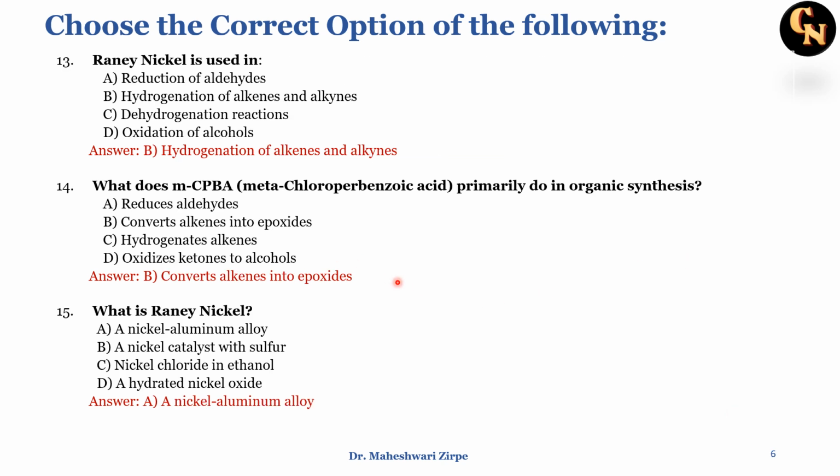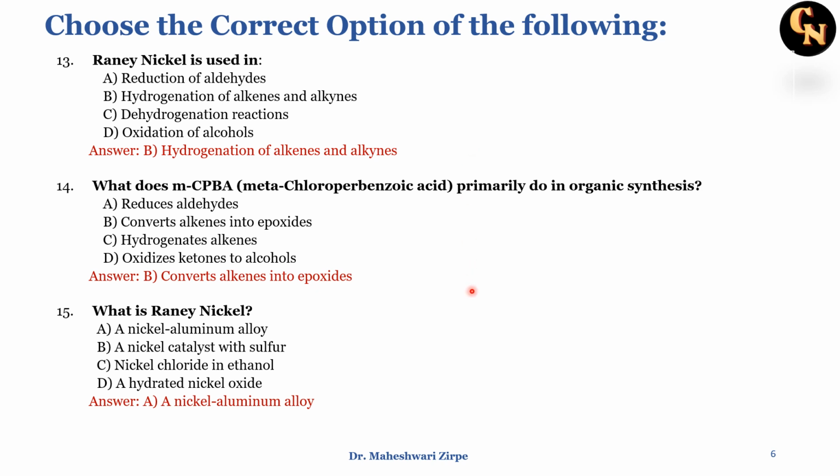Now the next is Raney nickel is used in dash. So once you see the word Raney nickel, it should immediately strike you that it is a reducing agent. The hydrogenation of alkenes and alkynes can be done using Raney nickel. Okay, it cannot reduce aldehydes and ketones. So Raney nickel is basically used for hydrogenation of alkenes and alkynes.